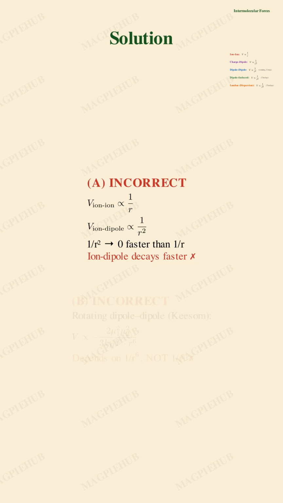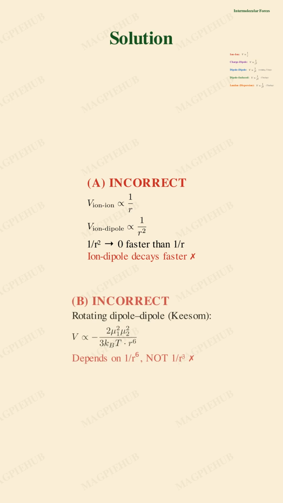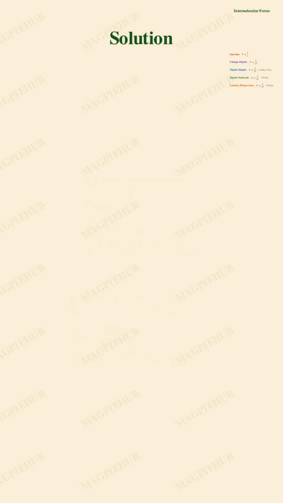Option B says the average potential energy of 2 rotating polar molecules has 1 over r cubed dependence. The Keesom interaction for freely rotating dipoles goes as 1 over r to the 6, not 1 over r cubed. The 1 over r cubed dependence is for fixed dipoles. For thermally averaged rotating dipoles, it is 1 over r6. Option B is incorrect.